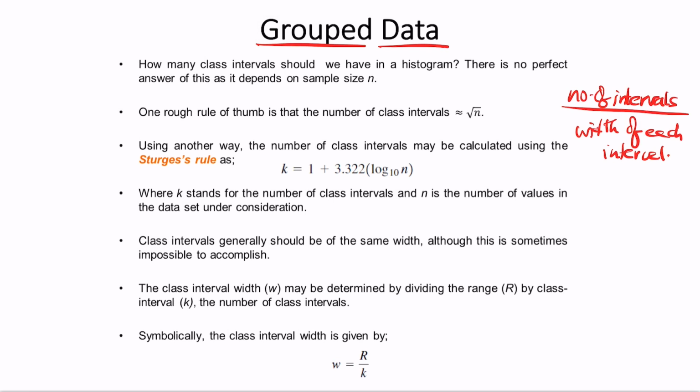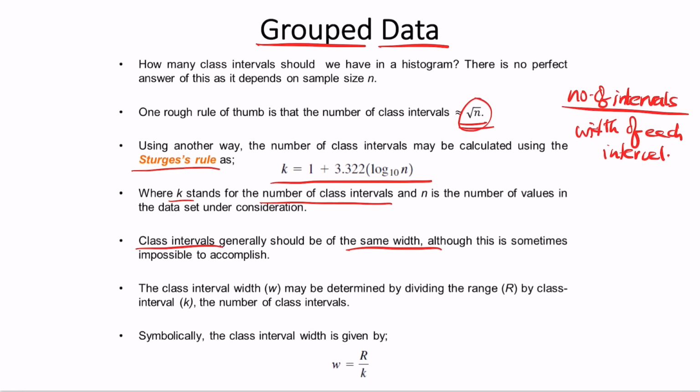One way of doing it is to take the square root of the sample size, that is, root n. That becomes the number of class intervals. Or we can use another formula called Sturges' formula, which takes into consideration the logarithm of the sample size: k = 1 + 3.322 log base 10 n, where k stands for the number of class intervals and n is the number of values in the data set. Next, class intervals generally should be of the same width.